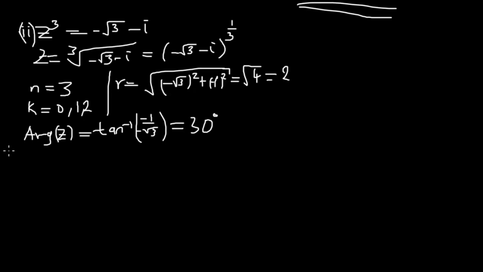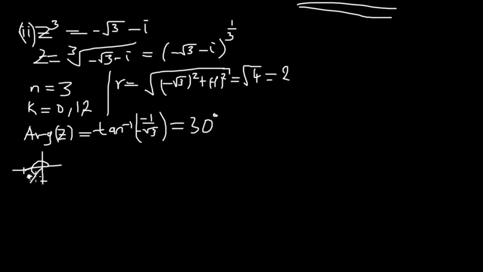So after finding the argument, you now check in which quadrant the complex number is. When you approximate, this is -√3 on the real axis, and -1 on the imaginary axis. So our complex number is somewhere there. This simply means that we're going to move like this. So the theta that we found is this one here, which is 30.